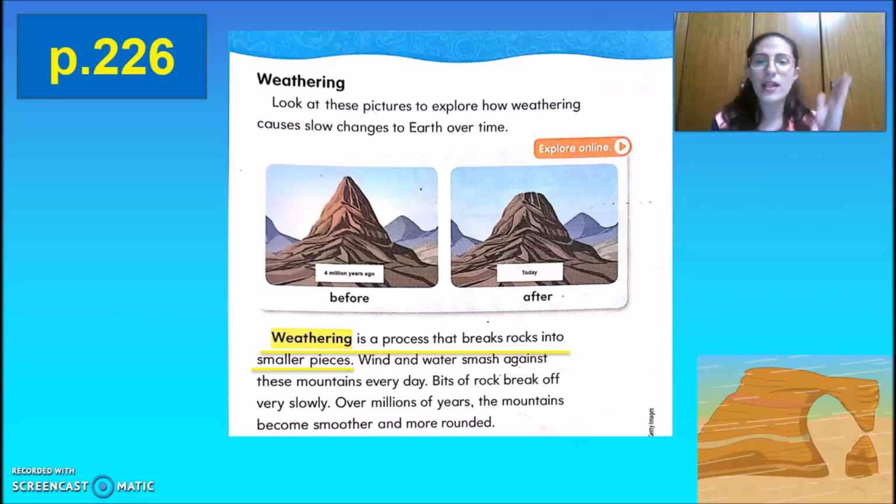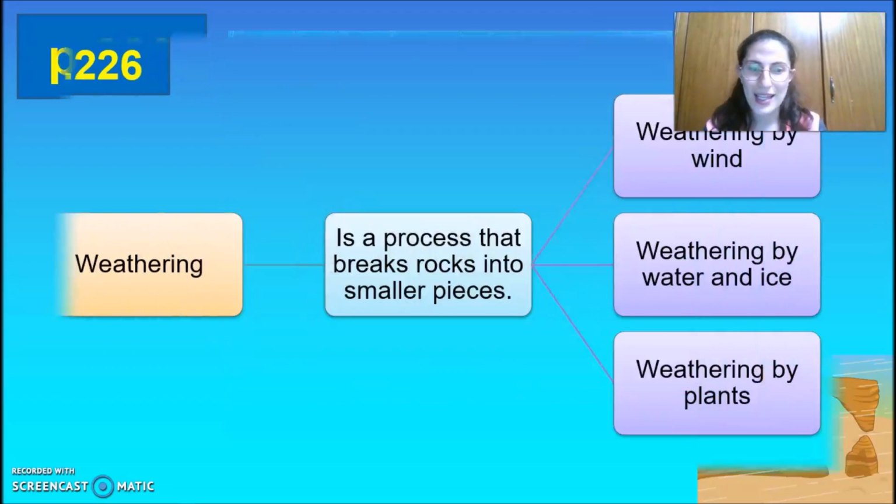How does this happen? Each day, every day, the wind keeps on hitting the rocks year after year. The rocks become weaker and they start to fall apart into smaller pieces, okay? And it will start breaking into smaller pieces. Clear so far? Let's move on.